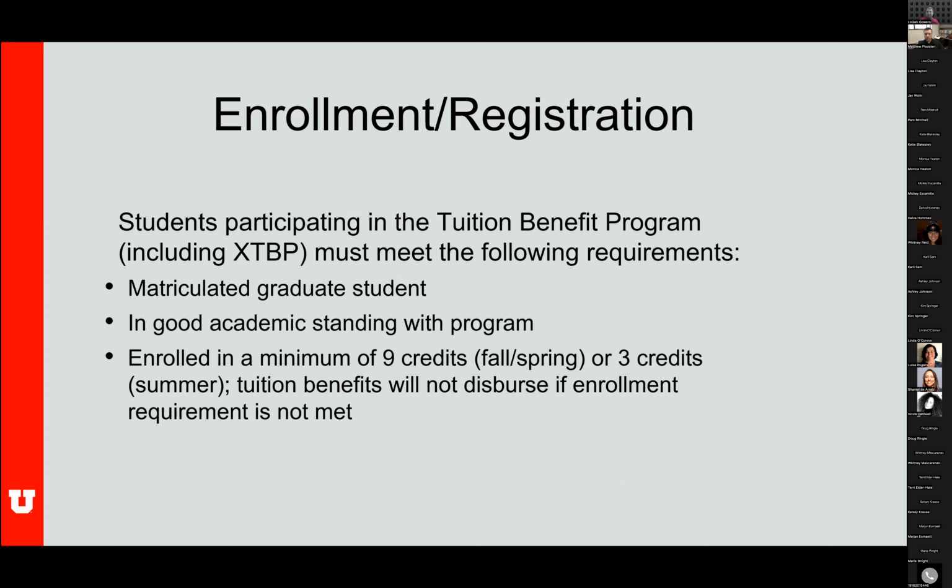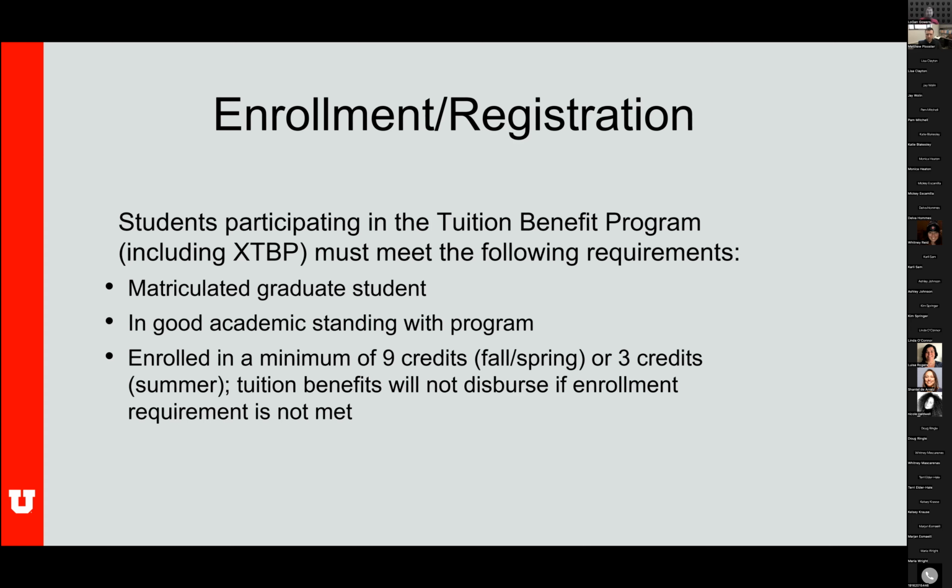Now, enrollment and registration requirements. Most of these are pretty straightforward. Students participating in tuition benefit, including ex-TBP, need to meet the following requirements. They have to be matriculated. That one's easy. That just means degree seeking. That's pretty much everyone. In good academic standing with their program, so they can't be at a very low GPA or not meeting your expectations. And they need to be enrolled in a minimum of 9 credits for fall or 3 for summer.